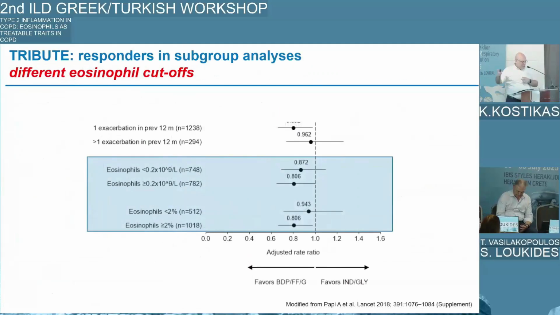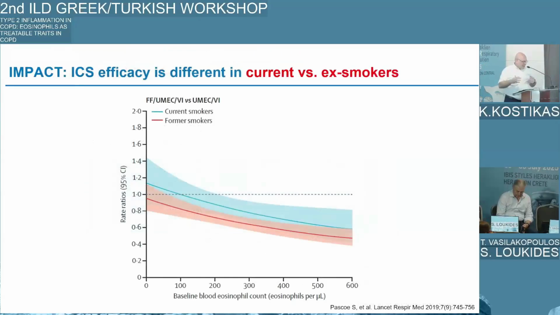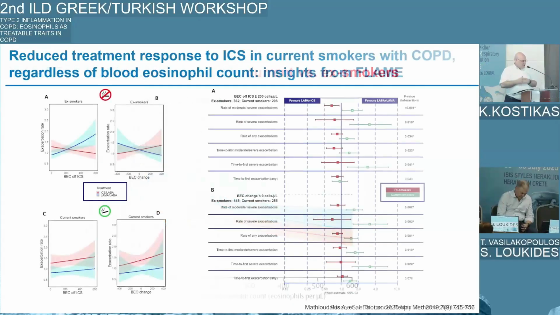And I will argue in favor of that, on top of everything that you have shown, because you have shown some of my data, so I need to show some of your data. I don't see any 300 or 150 or 3% here, and this is the first analysis of the TRIBUTE study. So we are confused around the cutoffs. And the additional thing is that in the IMPACT study, in terms of efficacy, the efficacy is different in current and ex-smokers. And the cut point of efficacy is much lower in former smokers than in current smokers. So there is a little bit of confusion still there.